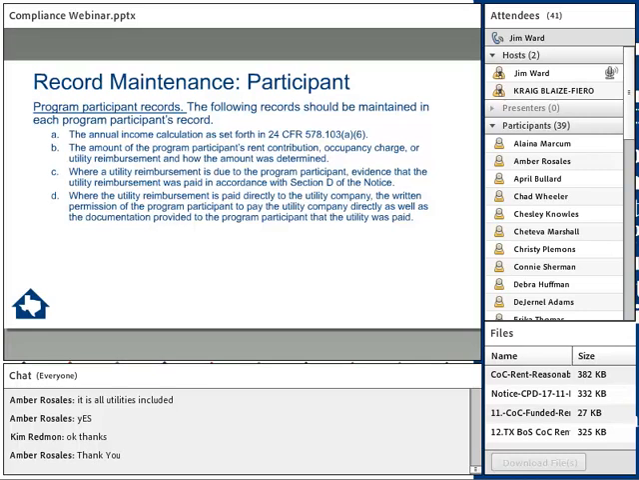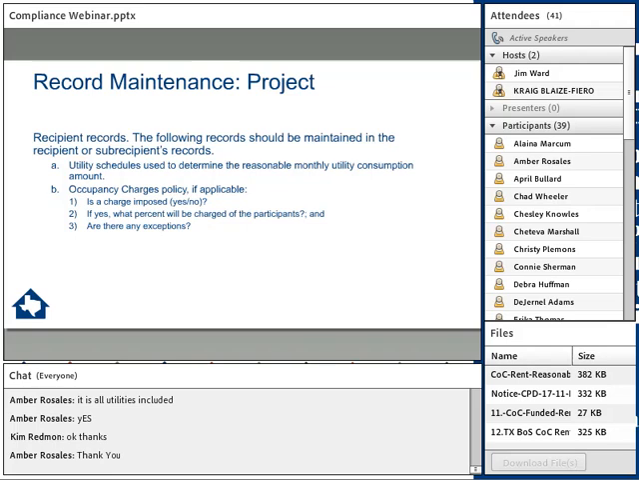And then when the utility reimbursements are paid directly to the utility company, you're going to have to maintain written permission of the program participants' consent to pay the utility company directly. I know that's a lot of information, and it is what it is. For the project, you should be maintaining also, right, like your utility schedule that you use to determine the reasonable monthly utility consumption amount, and the occupancy charge policy, right? Like, if you're a leasing project, is a charge imposed? If yes, what percent? And then are there exceptions?